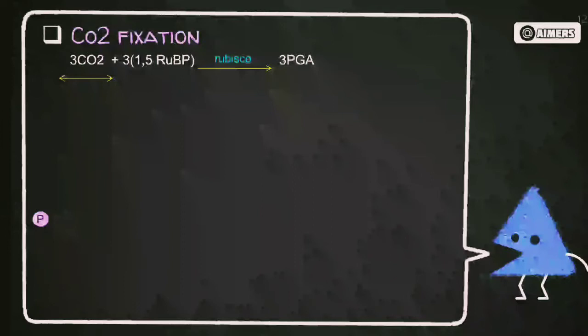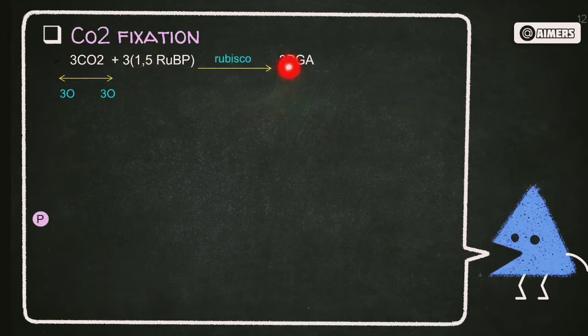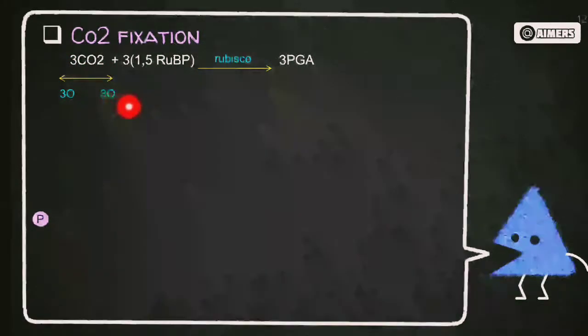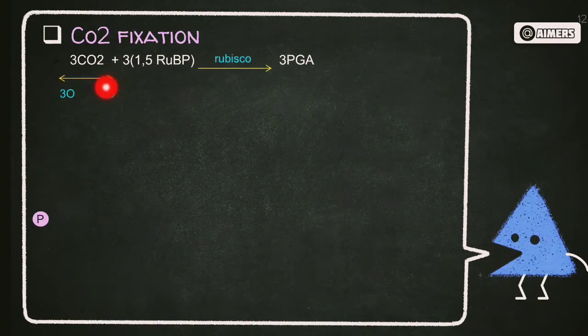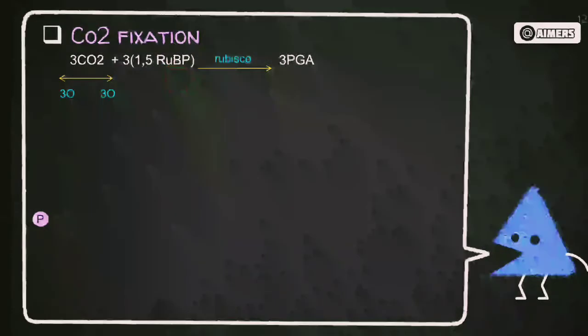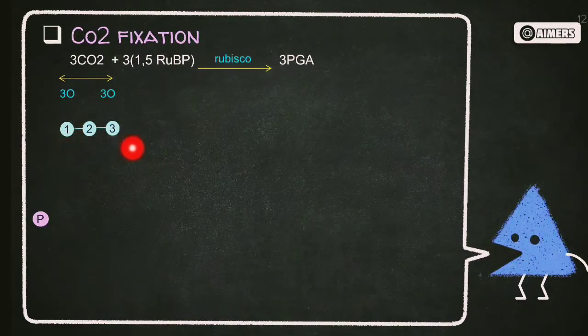Now look here, I am dividing this carbon dioxide into 2 components. Firstly, you see here that all the 3 carbon atoms are added to 1,5-ribulose bisphosphate to make phosphoglyceric acid. Now there are 6 oxygens present in 3 carbon dioxide molecules, 3 twos are 6. I have divided these oxygens as 3 oxygen and 3 oxygen. Now these 3 oxygens add to 1,5-ribulose bisphosphate, but do remember that these 3 oxygens are still remaining. I'll tell you later where these 3 oxygens go, but only 3 oxygens add to ribulose bisphosphate. Do remember this point.